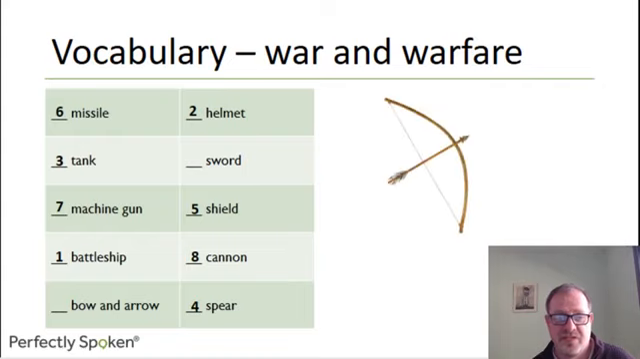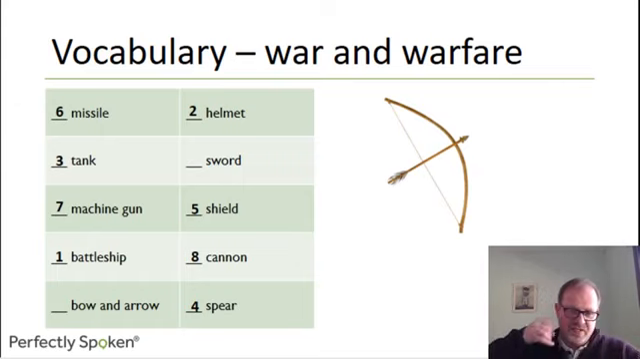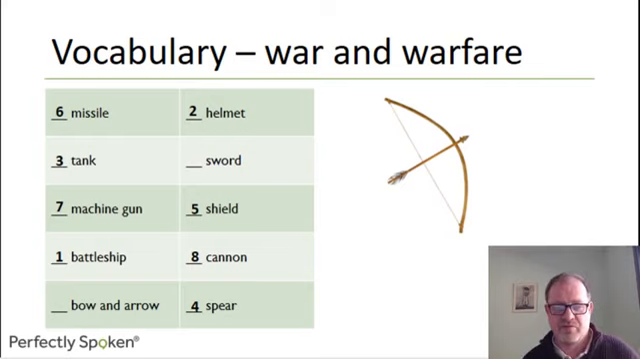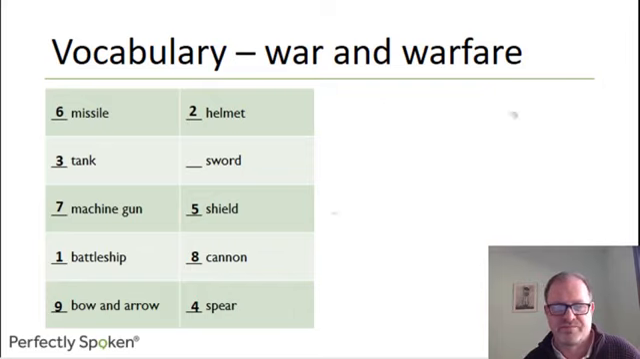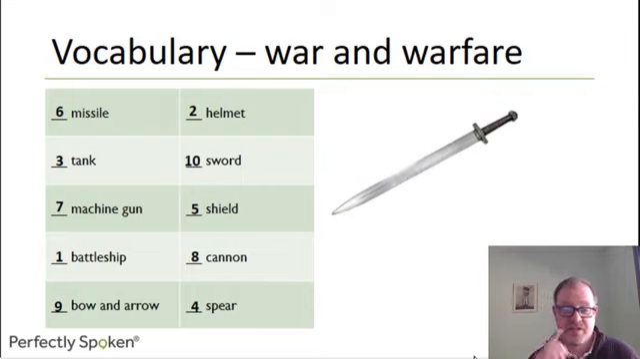we've got two items here, the thing that you pull and the thing that you fire. What you pull like this is the bow, and what you fire is the arrow. So it's bow and arrow. And the last one is obviously a sword. Notice in the pronunciation, the W is silent. Sword, sword.